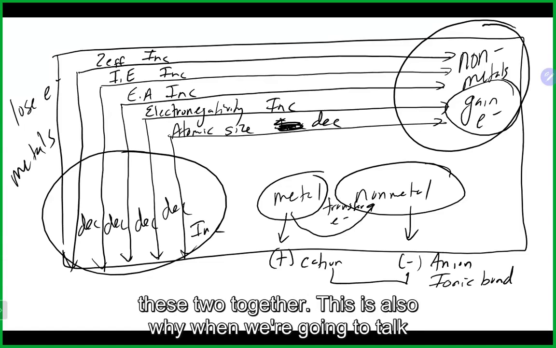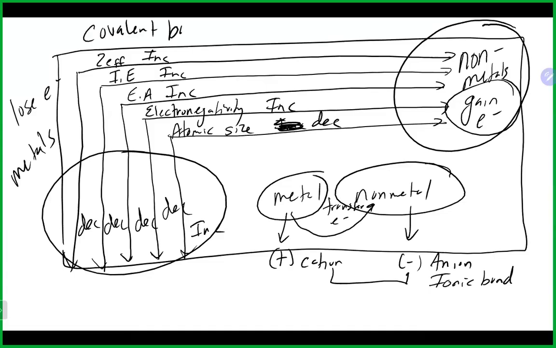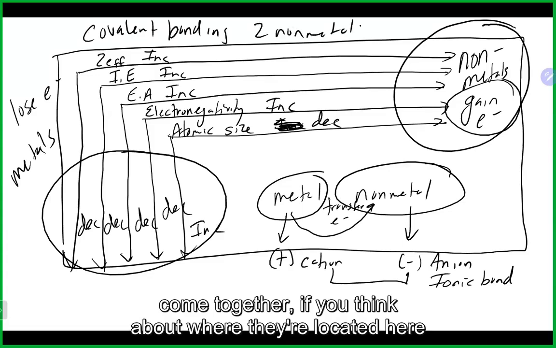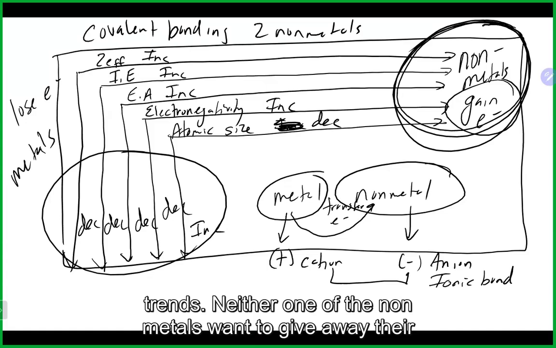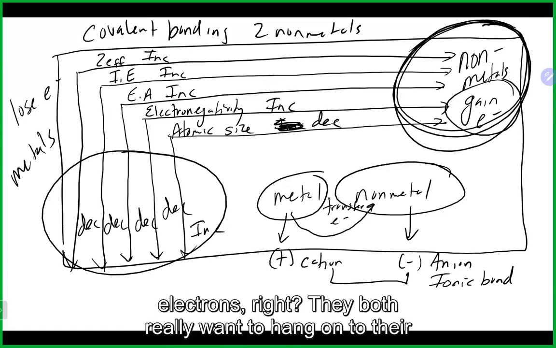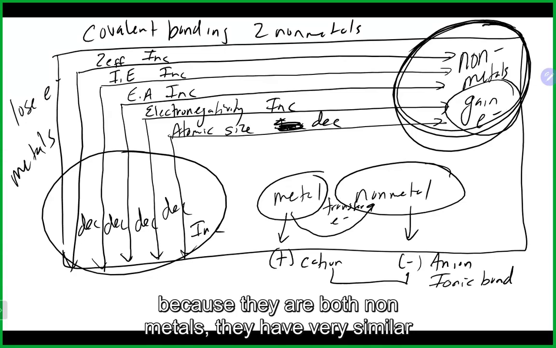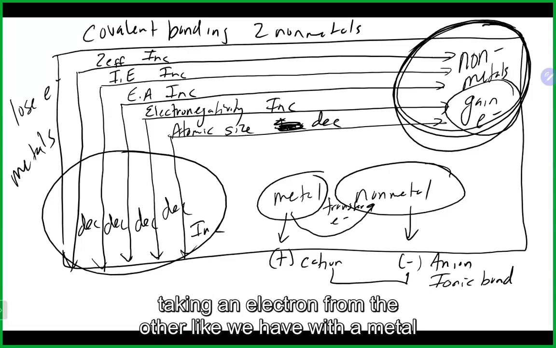This is also why, in the next chapter, when we talk about what's referred to as covalent bonding, that is between two nonmetals. When two nonmetals come together, if you think about where they're located on the periodic table, they all have very similar periodic trends. Neither one of the nonmetals wants to give away their electrons. They both really want to hang on to their electrons and actually take the other person's electrons. But because they have very similar trends, neither one is going to be able to take an electron from the other, like we have with a metal and a non-metal.